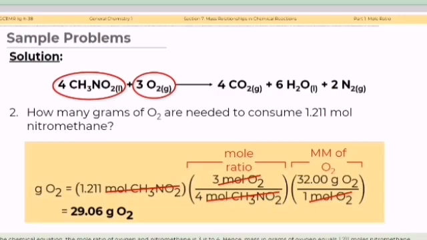From the chemical equation, the mole ratio of oxygen and nitromethane is 3:4. Hence, mass in grams of oxygen equals 1.211 moles of nitromethane times the mole ratio 3 moles of oxygen over 4 moles of nitromethane times the molar mass of oxygen, which is 32 grams per mole. Simplifying, we get 29.06 grams of oxygen.